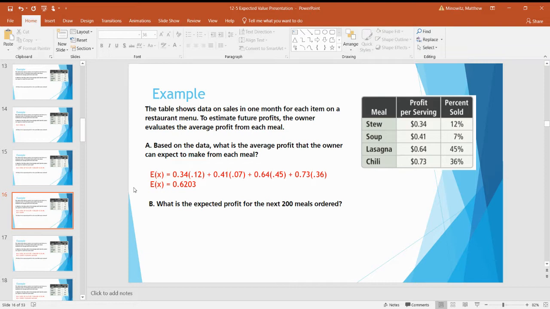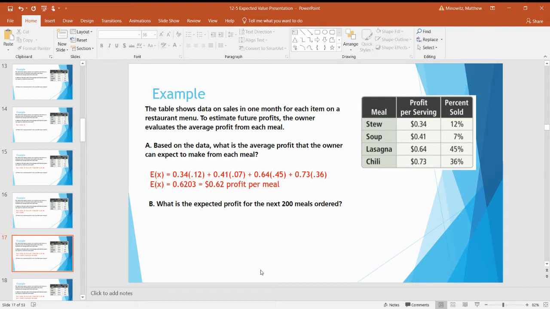So my expected value is 0.6203, and the decimal keeps going. Well, actually, the decimal stops there. But now I want to interpret it. It says it's the average profit. So let's write that as money. So 62 cents per meal, or 62-cent profit per meal. It's not 62%. We need to always identify what we just found, because now we can see, hey, it makes sense. More of the meals are down here and have higher profit, so 62 cents seems reasonable.